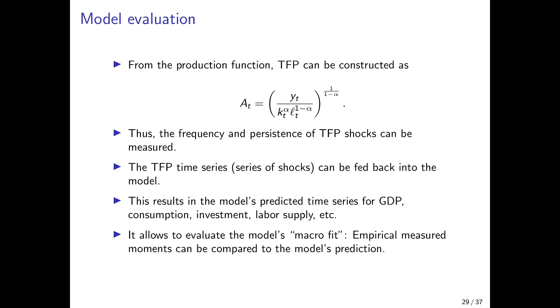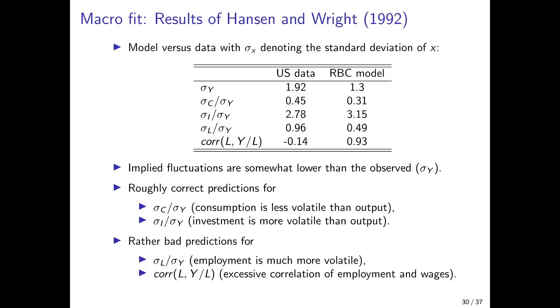And the results then, in terms of the variability of per capita GDP, of consumption, investment, labor supply, and so on and so forth, can then be compared to the variability of these series in the data. And that somehow evaluates the macro fit of these frameworks. So the empirically measured moments in the data can be compared to the model's prediction. So what do people usually find when they perform such an exercise?